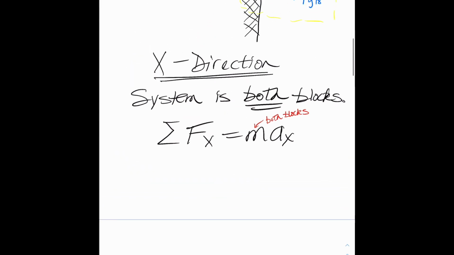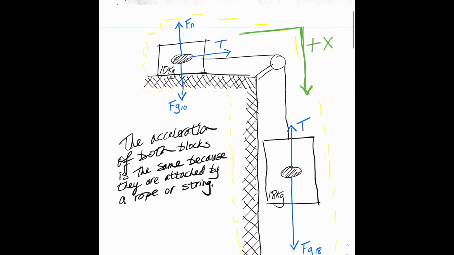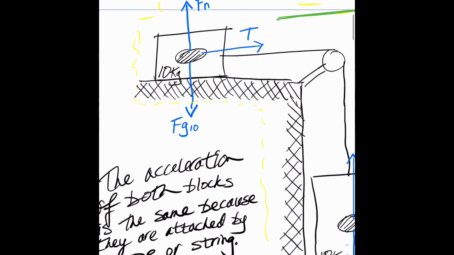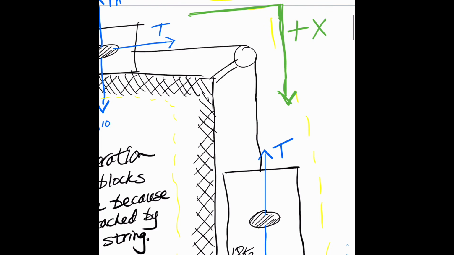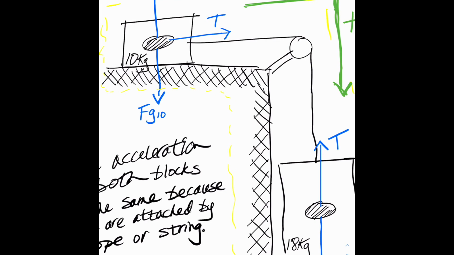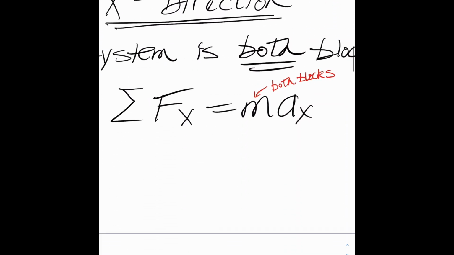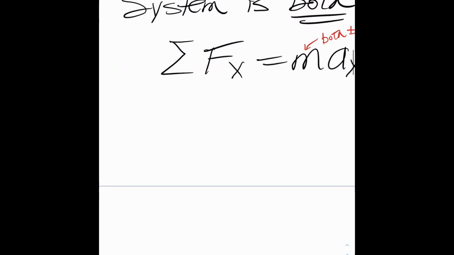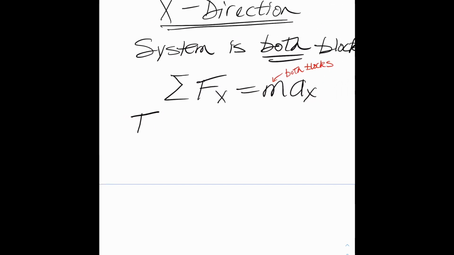All right, so let's go up to the first block. Are there any x forces? Well, this block is on top of the table. X forces then are directed right or left, right? Because this green arrow tells me when it's on top of the table, positive x is to the right. So right here, I see tension is a positive x force. So I'm going to go ahead and write that in. All right, and that's for the first block, the 10 block.